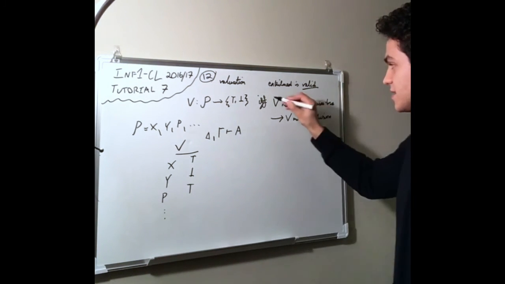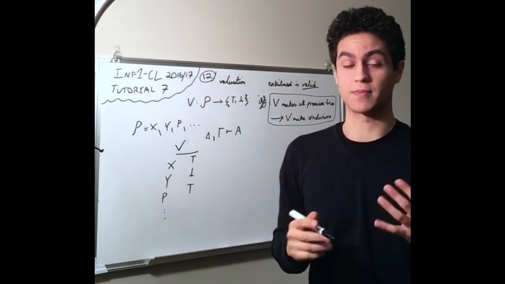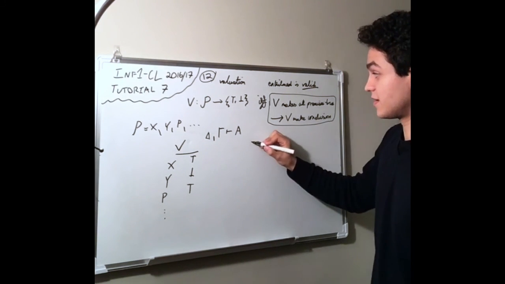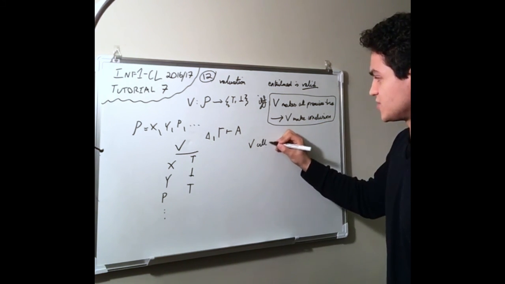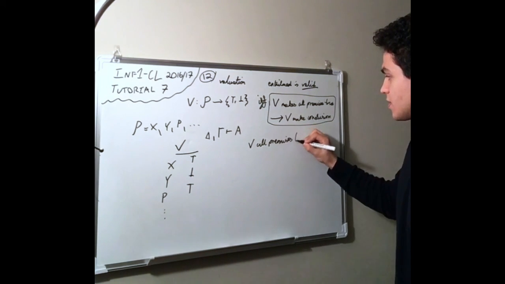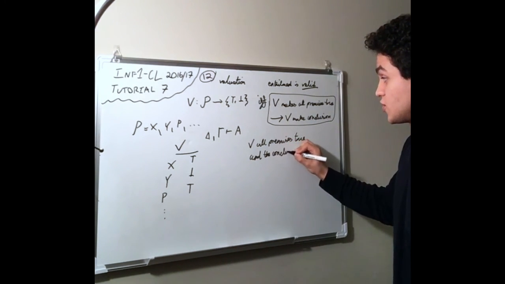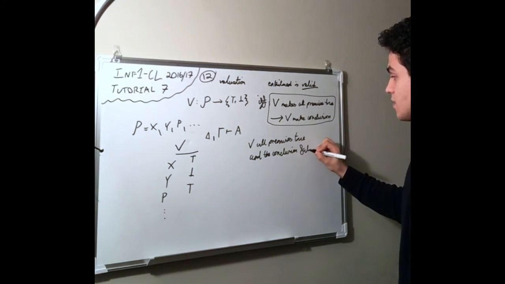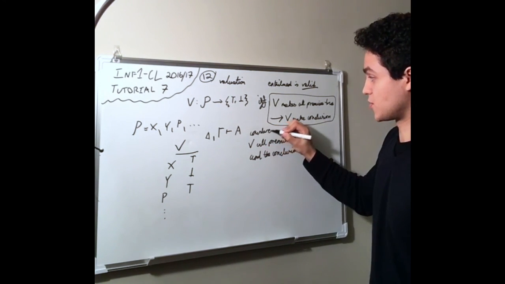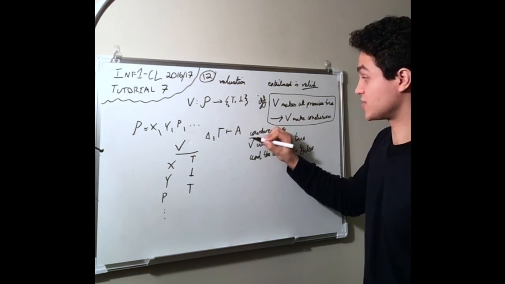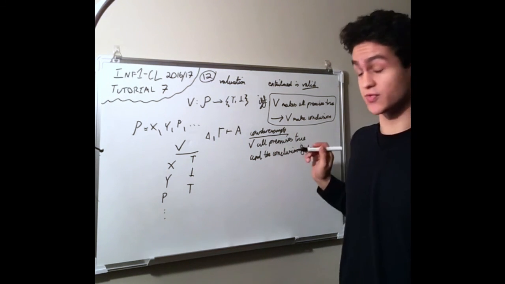So the only way we can make this expression false, in other words, the only way we can make our entailment invalid, is if we can find a V that makes all of the premises true and the conclusion false. If we find such a V, then we call it a counterexample. So a counterexample is a valuation that makes all of the premises true and the conclusion false.